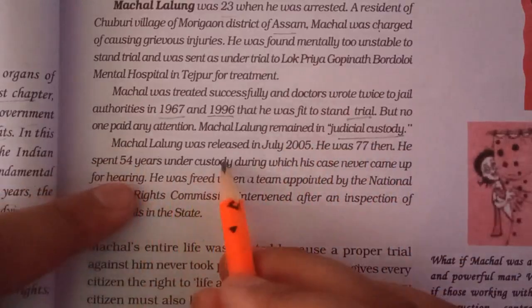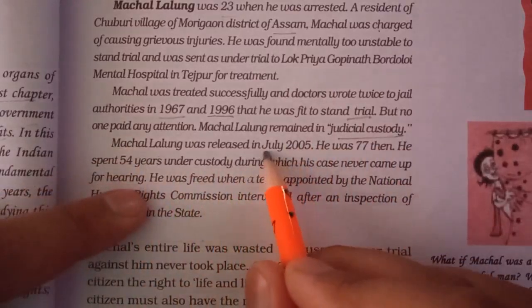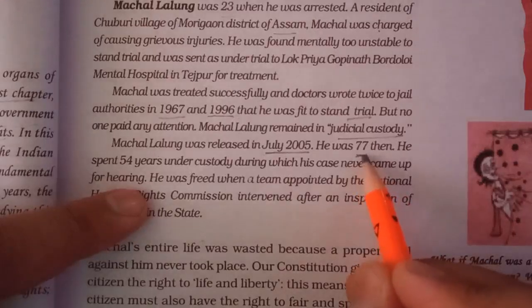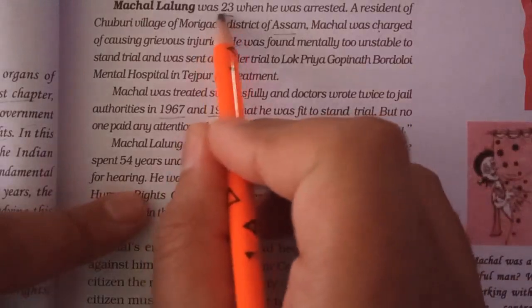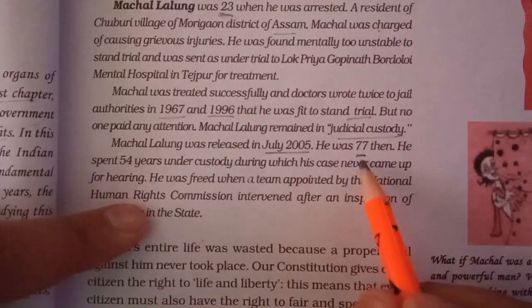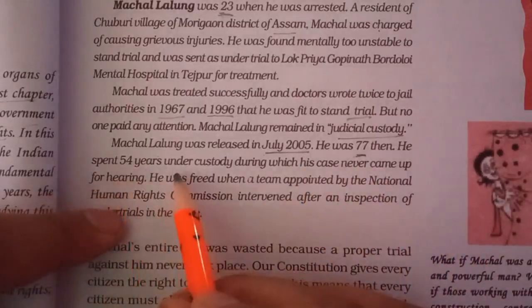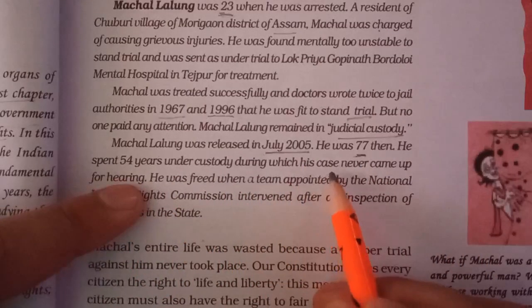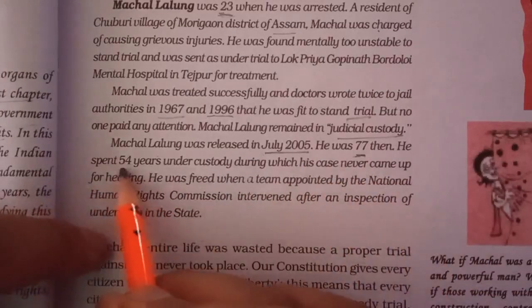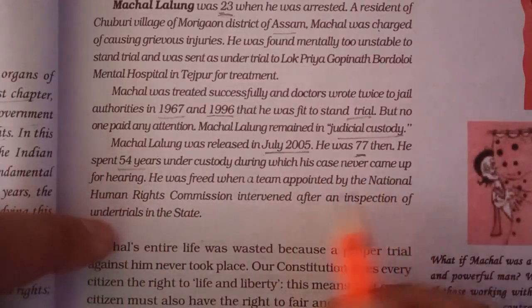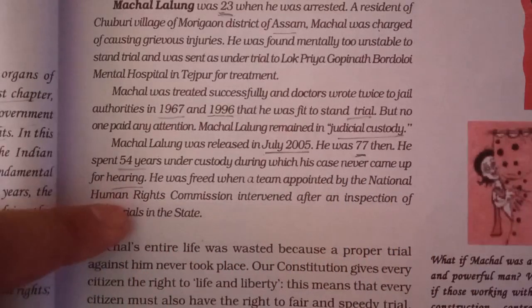Finally he was released in July 2005. At that time he was 77. Now can you see, when he was arrested he was just 23 years old, and when he was released from jail in 2005, he was 77 years old. He spent 54 years in custody, during which his case never came up for hearing.